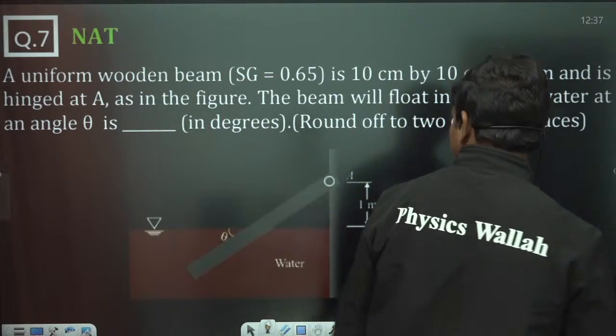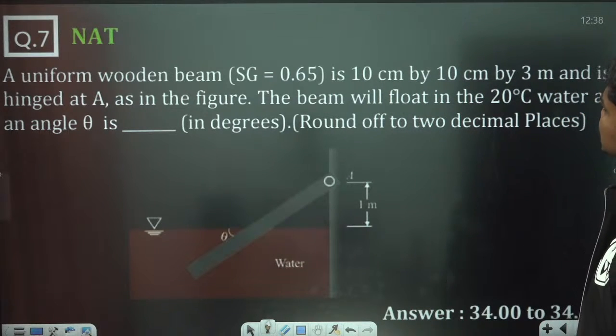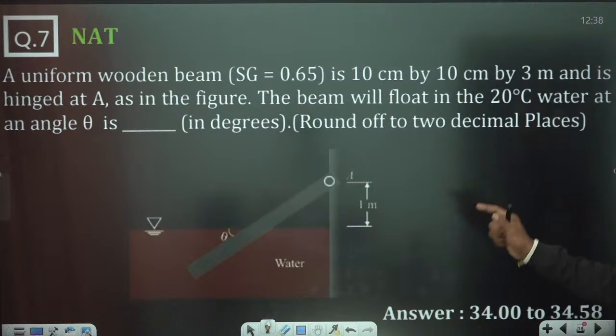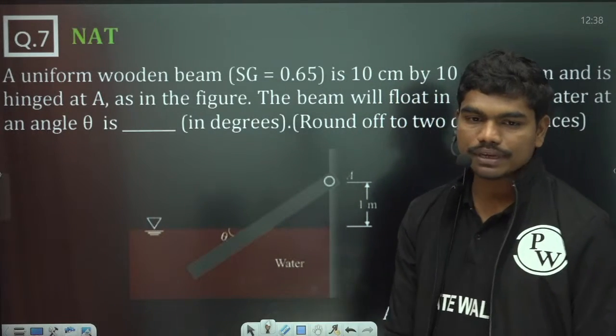So if you see a wooden beam, a uniform wooden beam is 10 centimeters by 10 centimeters, so it's a square cross section, by 3 meters. This length is 3 meters, but the cross section of the beam is a square.